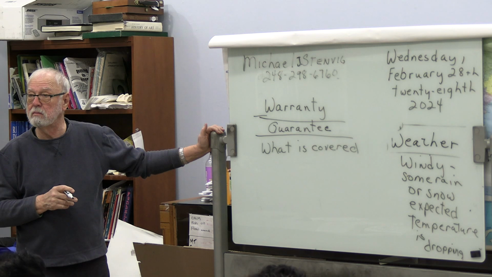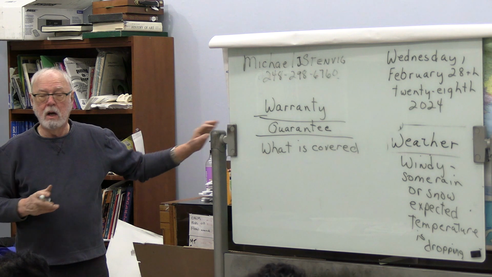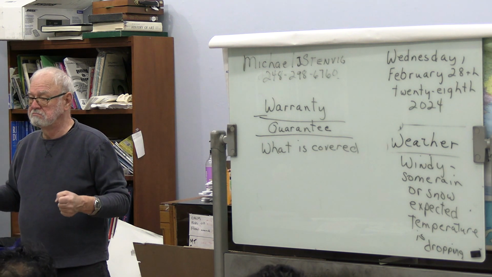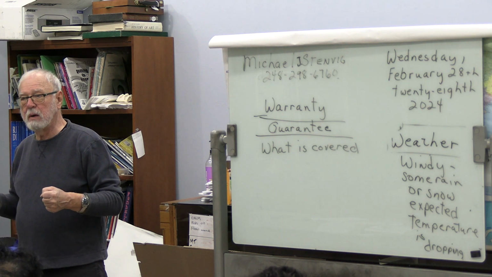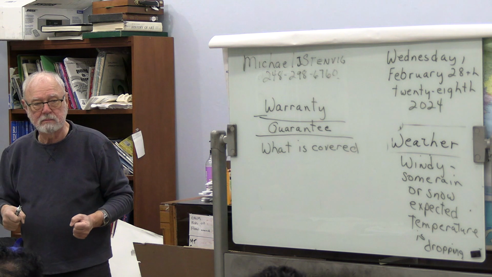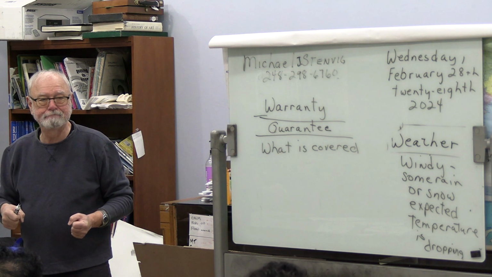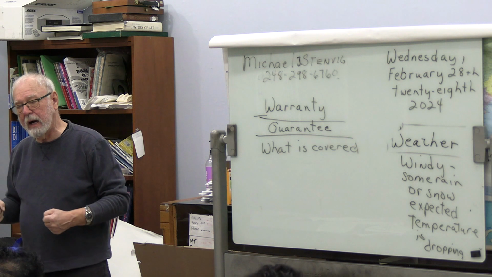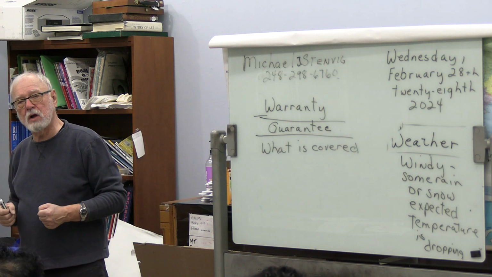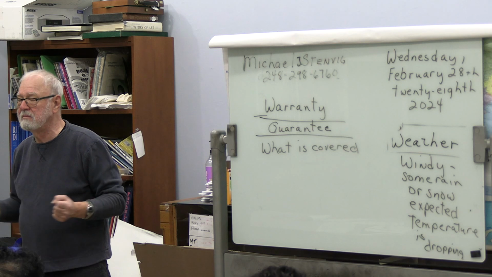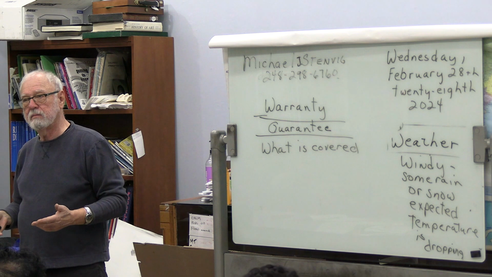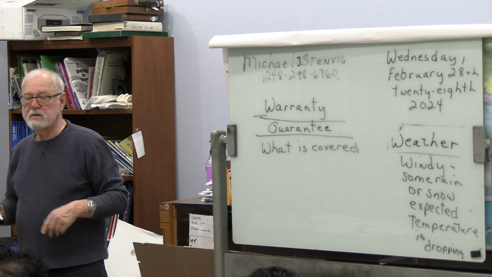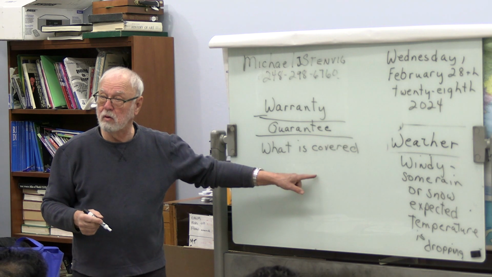What is covered? I have a brand new car, a beautiful car. And I decide I want to drive into the lake. And then I bring the car out and say, oh, sorry, it's all wet. Give me a new one. No. So there are certain things that are covered, like the motor or electric. So what is covered? Look for that.